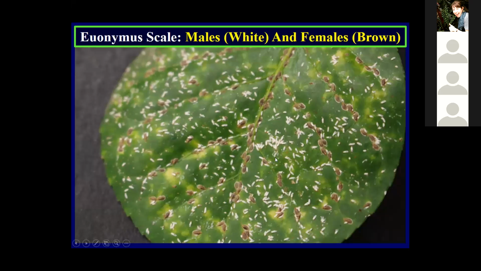This is what you'll see right about now. And then if you get a close-up look, the white individuals are the males, the brown ones are the females. So the males become a winged individual, they mate with the female, then she lays her complement of eggs underneath a waxy layer. Remember, Euonymus scale is a hard scale, so there's no honeydew production. So what they do is they build up all that excess, these exudates on top of their body, and you get this waxy covering.